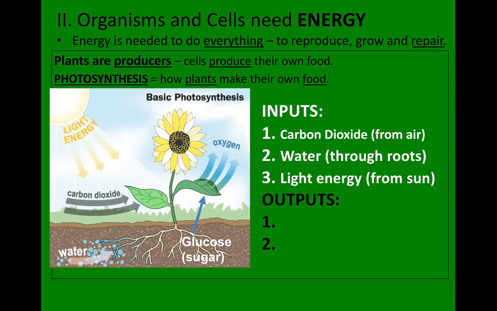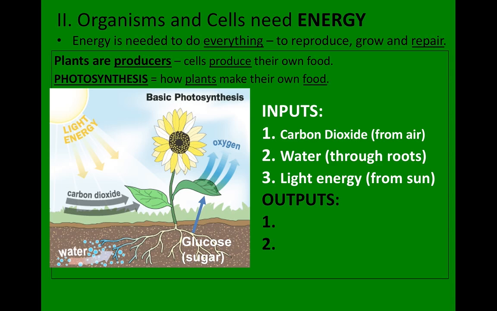You'll notice that there's carbon dioxide that is going in, and that's coming in from the air. This is the carbon dioxide that's just out in the air, and it is going to enter the leaves of the plant. The leaves have these tiny holes on the underside of them called stomata, and they will open and close for this gas exchange to happen. So carbon dioxide is going to go in from the air in through the leaves.